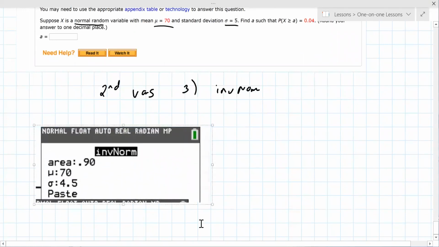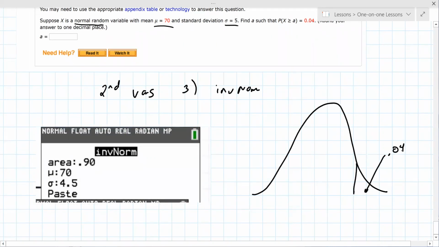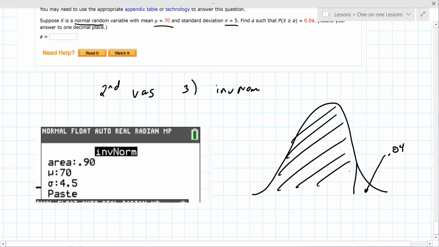The area that it wants is always what's called left tail. So you want 0.04 here in your area, but the calculator wants this one over here. It always wants what's left, or what's called left tail. So the left tail is 1 minus 0.04, which is 0.96. So this area is 0.96, and that's just the way your calculator works. It always wants the left value. Your mu is 70, and your sigma is 5.